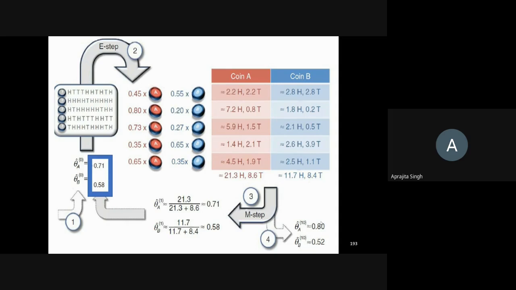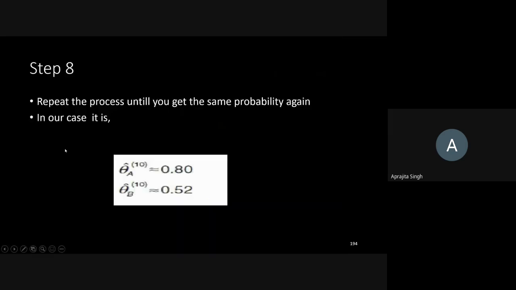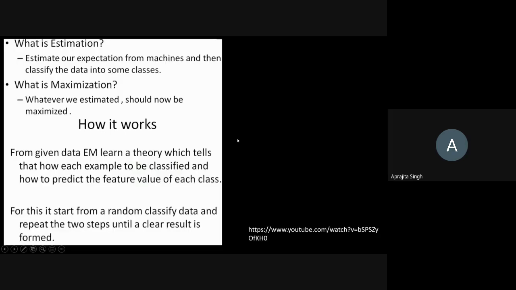जैसे K means में you have those cluster centroids converging after a point, you have this converging after various steps of E and M constantly करते करते आप converge करेंगे. Okay, so repeat the process until you get the same probability again. In our case, this is the probability that you get again and again, and thus you stop the iterative process. In the estimation, we are taking some data, feeding that data into the machine and then classifying the data into some classes.